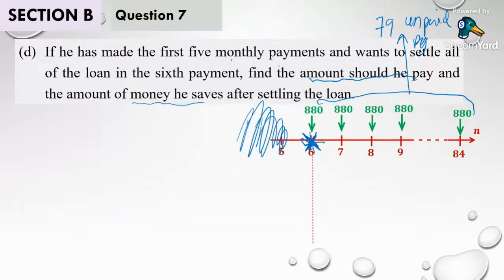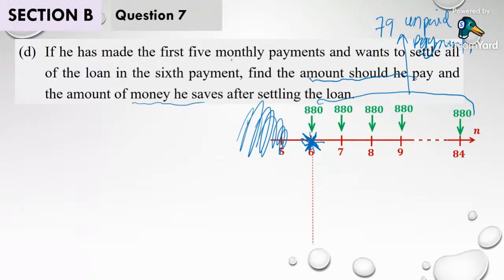79 payment lagi belum bayar. But if you realize, I don't write n equals to 79. I don't write n equals to 79 because I don't want you to get confused between the n here and the value of n that we use for annuity calculations later.